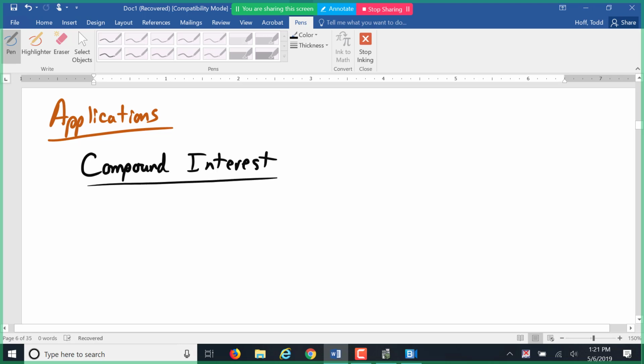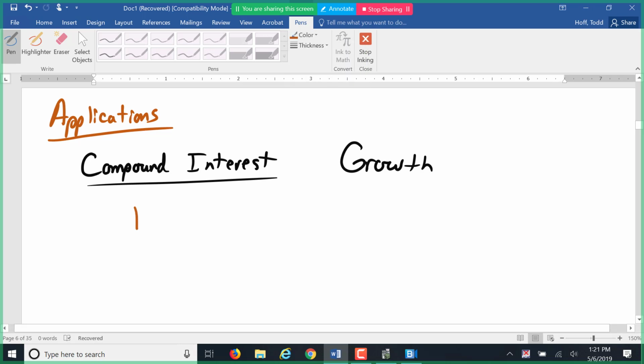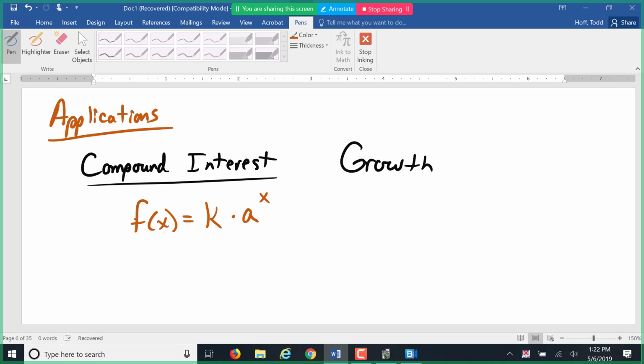Compound interest is going to be an exponential growth problem because the balance should be getting larger. And it does take the form of f of x equals some starting amount, we'll call it a constant, c or k, depending on how we're going to use k, times a to a power of x, or t is often used here in place of x because we're dealing with time. How do we get the little factor a?